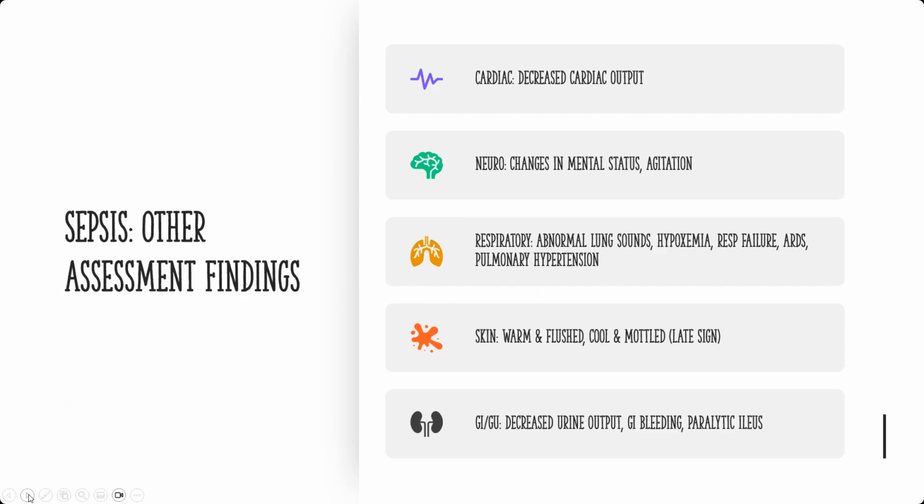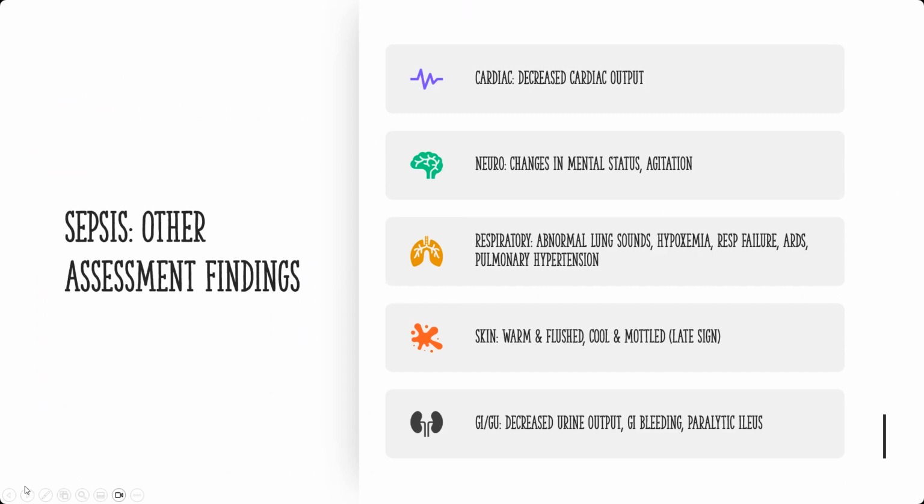Skin, what does their skin look like? If they have a fever, are they warm and flushed, or are they kind of cool and mottled, which could be a late sign, which is really cluing you in that they've got some hypotension and decreased cardiac output going on. And then, like we talked about earlier, the GI/GU, decreased urine output. Could they potentially have an ileus if things aren't moving through properly? Is there some GI bleeding going on? So, you know, be mindful of these other body systems too that could be affected by sepsis.